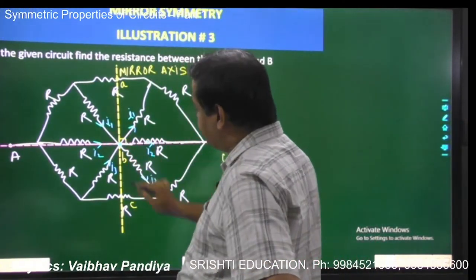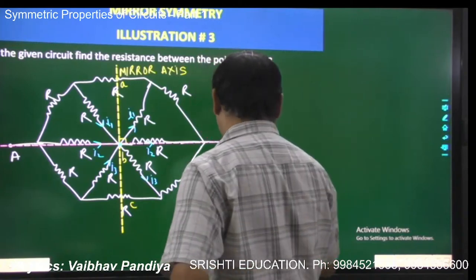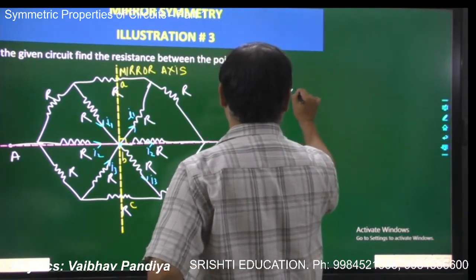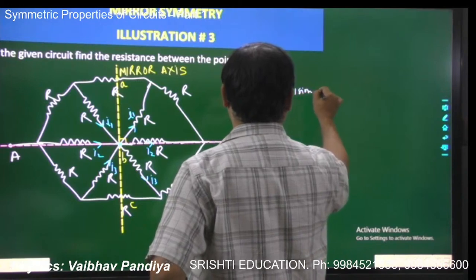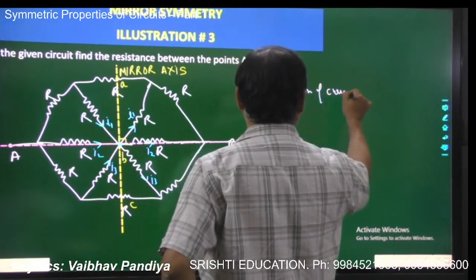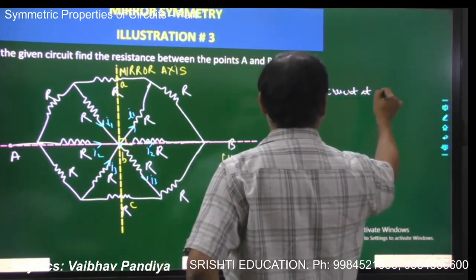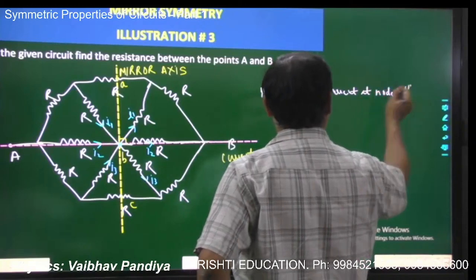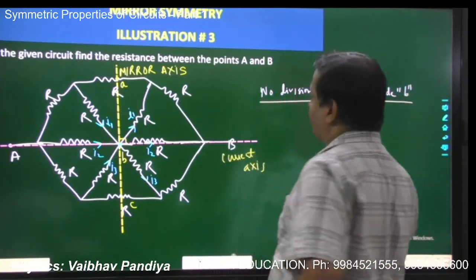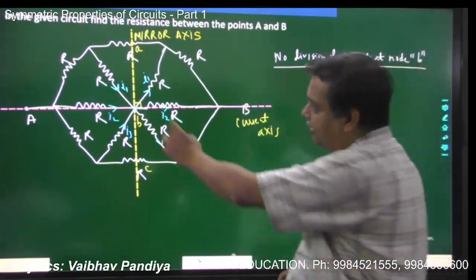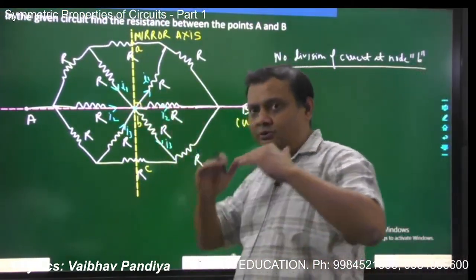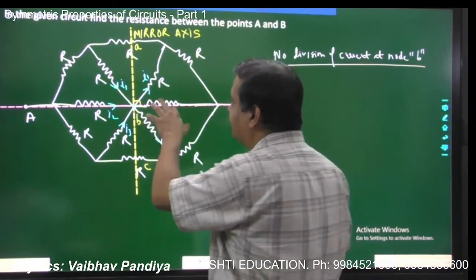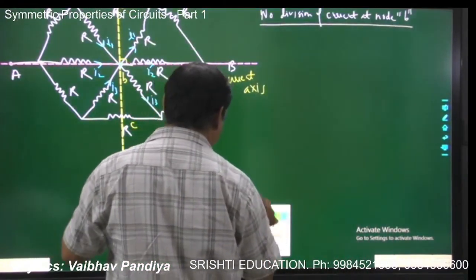So there is no division of current at the node or junction P. Correct? We have seen when there is no division of current at any node, we can open the connections at that node. In the equivalent circuit, we can open the connections at that node. So I'm doing it by approach 1.